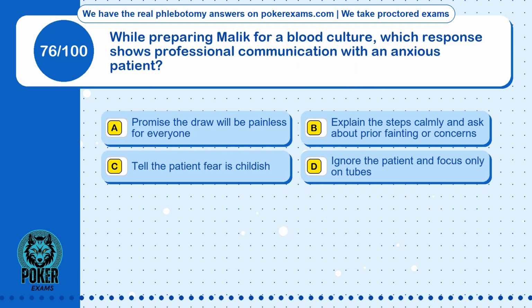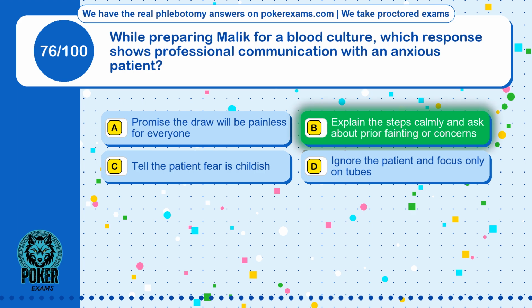Question 76. While preparing Malik for a blood culture, which response shows professional communication with an anxious patient? Option A, promise the draw will be painless for everyone. Option B, explain the steps calmly and ask about prior fainting or concerns. Option C, tell the patient fear is childish. Option D, ignore the patient and focus only on tubes.